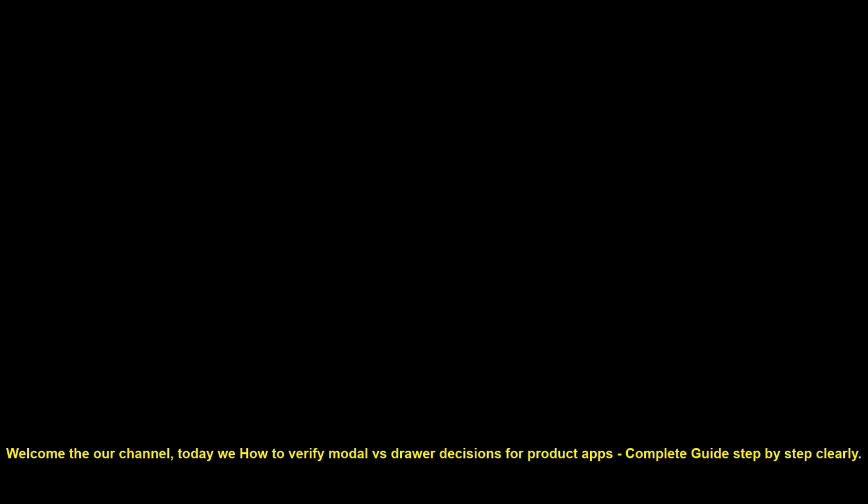To verify modal versus drawer decisions for product apps, start by defining your user goals. Identify the primary tasks your users will perform within your app. Next, analyze the context in which these tasks will take place. Consider whether users need quick access to additional options or if they require a more focused experience.